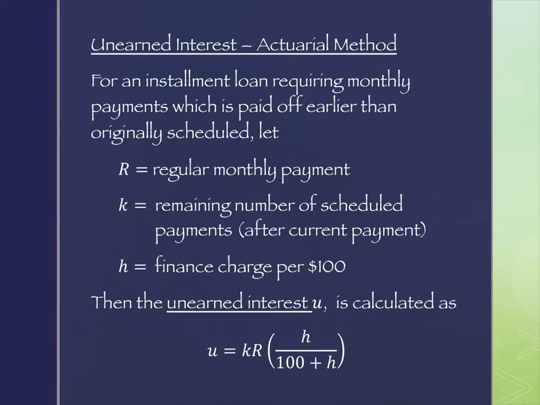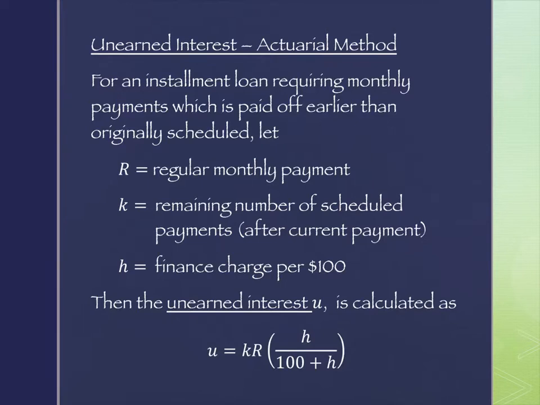One of these loans where we have equal payments for a certain length of time, requiring monthly payments, and we're going to pay it off earlier than scheduled. The capital R is going to represent our regular monthly payments for whatever the installment loan is. K is going to represent the remaining number of scheduled payments after the current payment. We'll talk more about that in a minute.